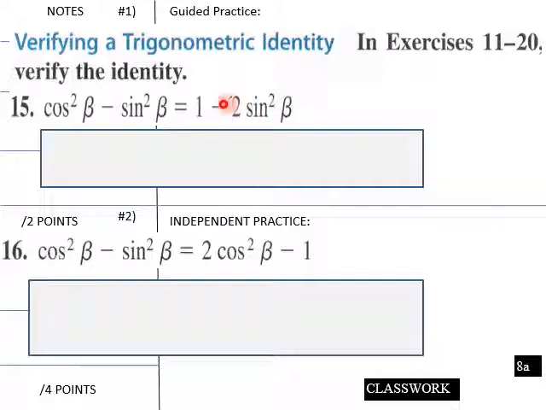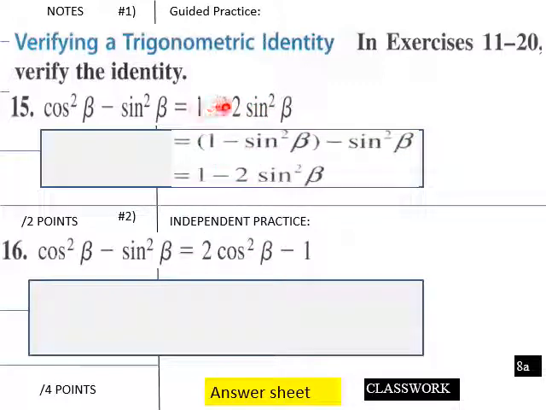The first thing we need to do is bust up this 2 sine squared beta. The way to do that is to move one of these negative sine squared betas over here. And then we're left with 1 minus sine squared beta, which equals cosine squared beta. And then we have a negative sine squared beta left over from that one.